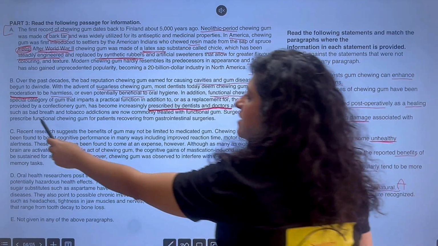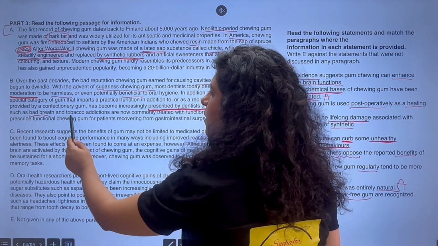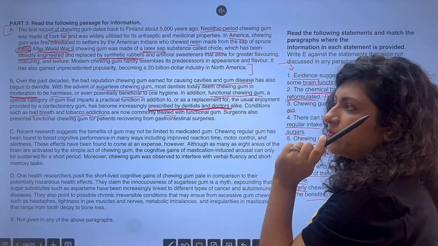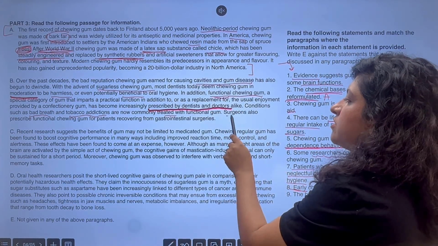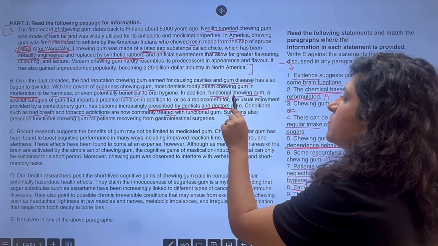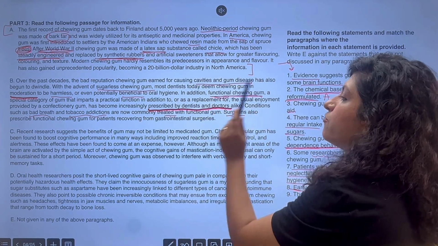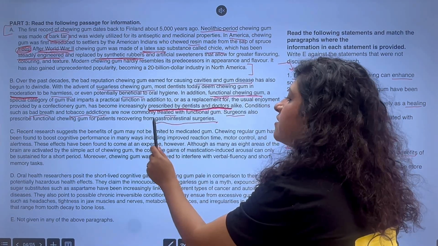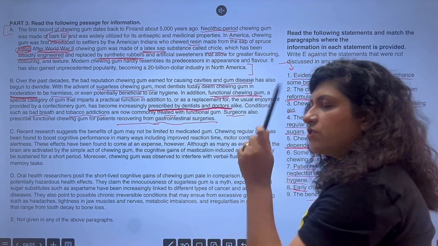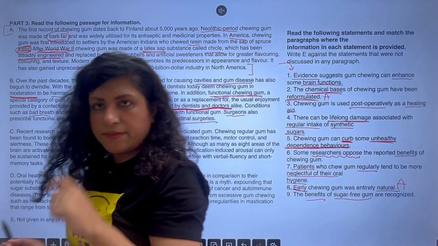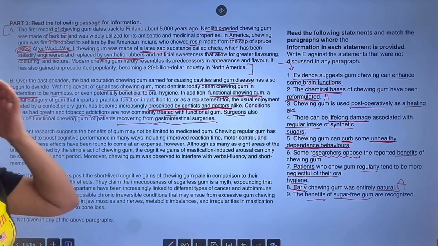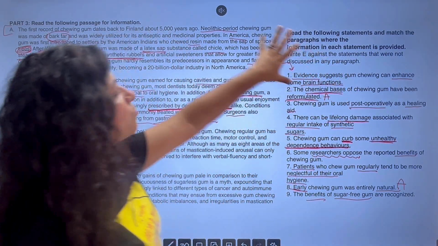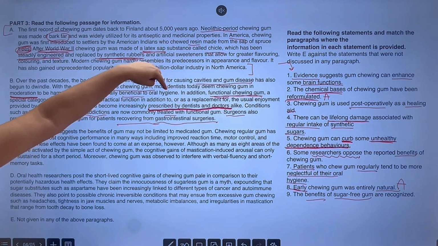Why? Because these conditions of bad breath and tobacco addiction can be treated with this functional chewing gum. And then it says surgeons are also prescribing this functional chewing gum for patients who are recovering from gastrointestinal surgeries. So these are the points that are there in B. And now we again come to the questions. We try to match the questions with paragraph B.